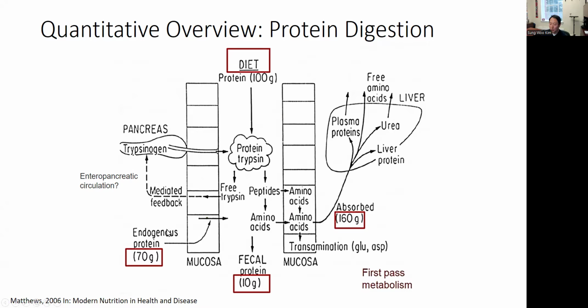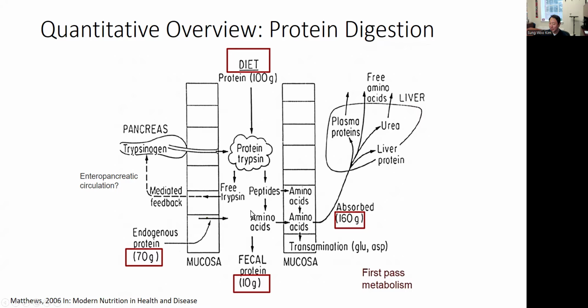So I put something called endogenous protein. That means some proteins are secreted from the body into the lumen of the small intestine. That includes enzymes, which are proteins, and also some dead cells from the villi. So all those are proteins contributed from the host animal. Typically, if the animals are ingesting 100 grams of protein, 70 grams of endogenous protein will be released, making 170 grams of protein in the lumen of the small intestine.